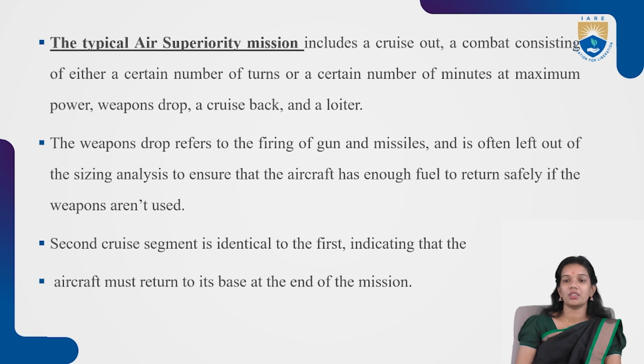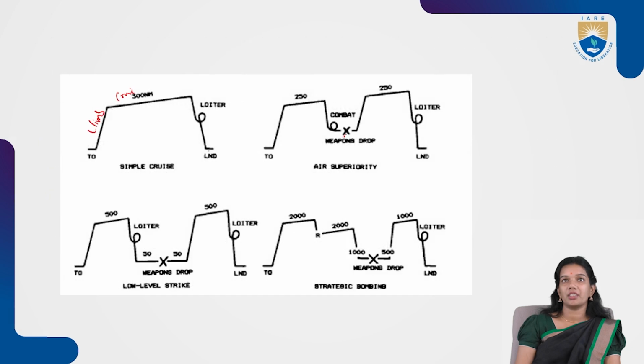It includes cruise out, combat consisting of a certain number of turns or number of minutes at maximum power, weapon drop, a cruise back, and a loiter, right? The second cruise segment is identical to the first one, which indicates that it is going to return to its base. We have a different type of mission profile where I'm not going to return to the base, because it would only give me additional range, additional fuel, and additional weight. So we have the other, such as strategic bombing, where I don't return to the base. I might return to a friendly airport or nearby.